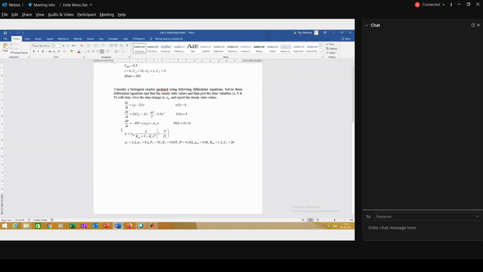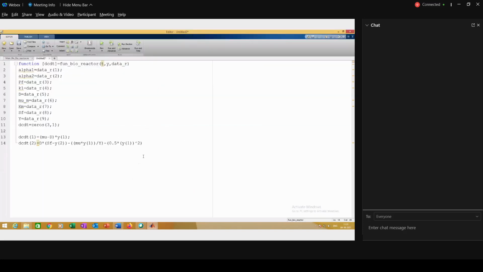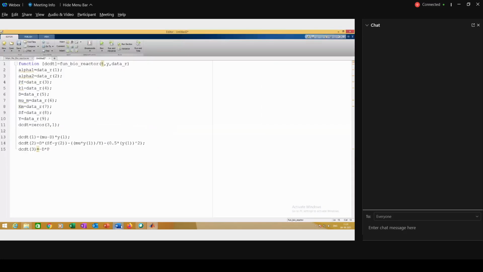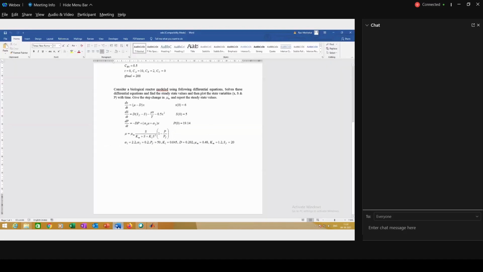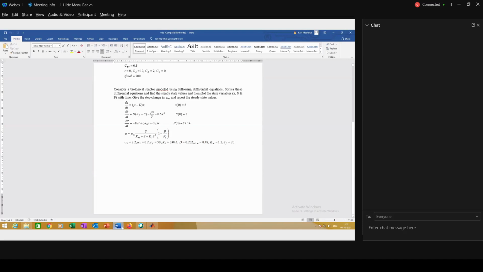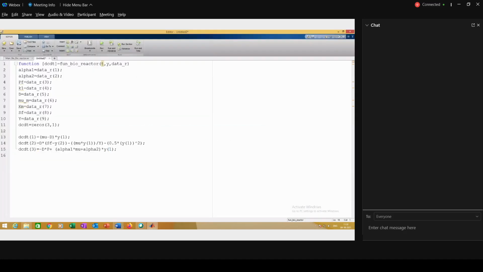Now I need to write the third, dp by dt. So dcdt of 3 is equal to, no, sorry, minus d into p plus alpha 1 into mu plus alpha 2, multiplied by x, which is y of 1. So I wrote this differential equation, and I'm going to save this.